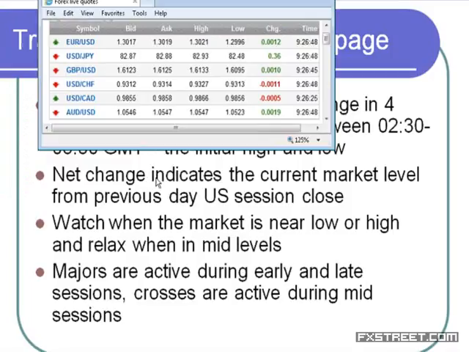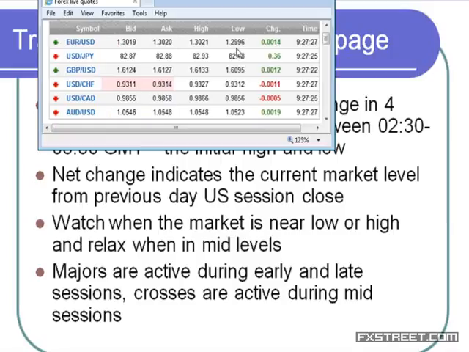Okay. I explained the net change indicates the current market level from that of the previous day or the US session close. Watch when the market is near low or near high, and when it is in the middle level, simply relax yourself. That means they are only going to make swings if they are near the high or near the low, so you watch it. Thereby you will be able to take the appropriate decisions.